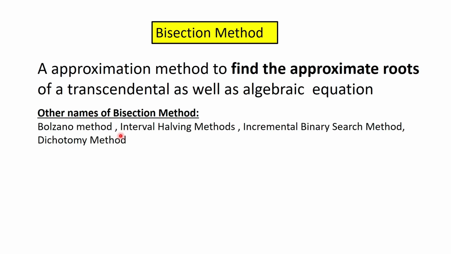And the bisection method has some other names also, like Bolzano method, because Bolzano discovered this method, and interval halving method, incremental binary search method, because this method works similar to the binary search method. So this name is given with respect to that one. And the other name is dichotomy method.